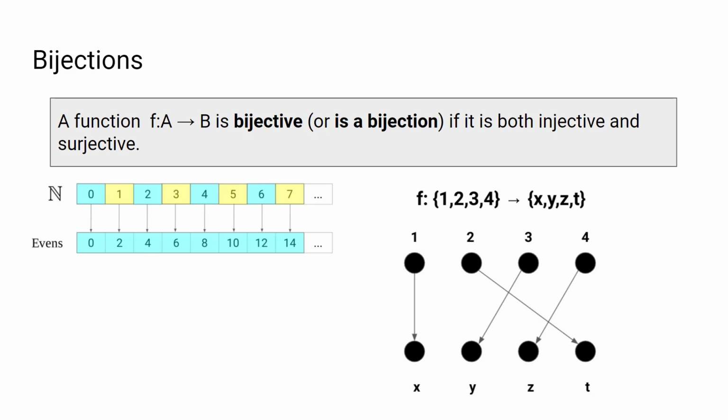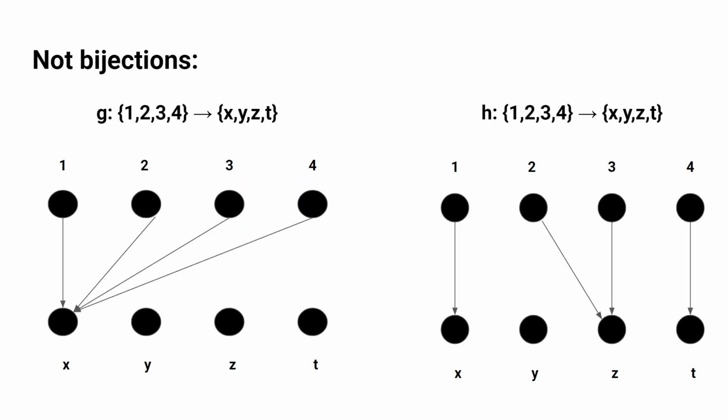Notice that any two sets that are connected by a bijective function have to have the same number of elements, but the converse isn't true. Just because a function goes between two sets with the same number of elements, it doesn't make the function bijective. Here, for example, are two other functions between the sets 1, 2, 3, 4 and x, y, z, t, neither of which are bijections. The first one, g, maps everything in the domain to x. This is a massive collision, so the function is not injective. And since it's not injective, it can't be bijective. The second one, h, is not surjective because nothing maps to the point y. And since it's not surjective, it can't be bijective.